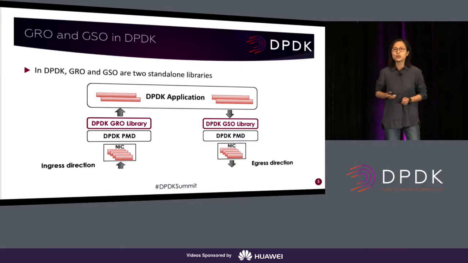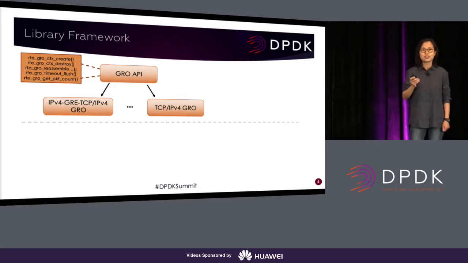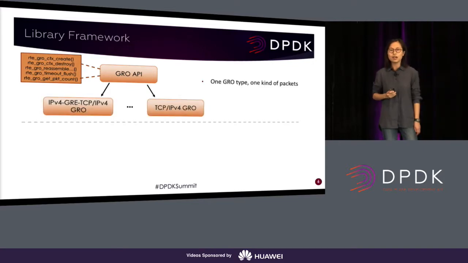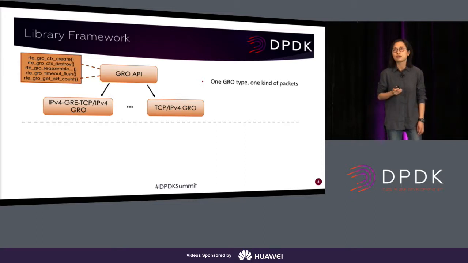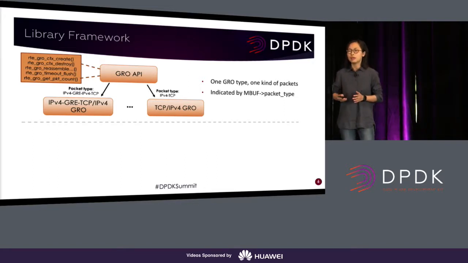What do these two libraries look like in DPDK? Let us see the library framework first. This picture shows the GRO library framework. As we can see, we have 5 kinds of external functions, which can be directly called by the application. And internally, we have many GRO types. Each GRO type is in charge of processing one kind of packets. For example, TCP/IPv4 GRO only processes TCP/IPv4 packets. And the input packets are passed to different GRO types by the packet type field above.